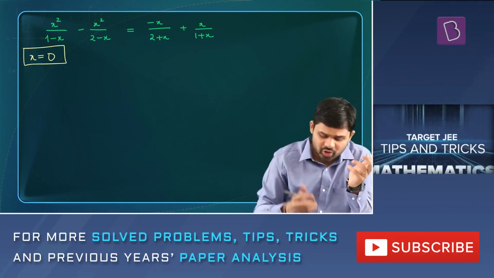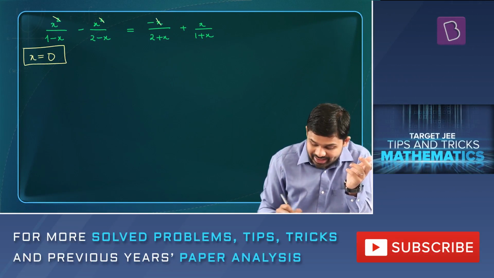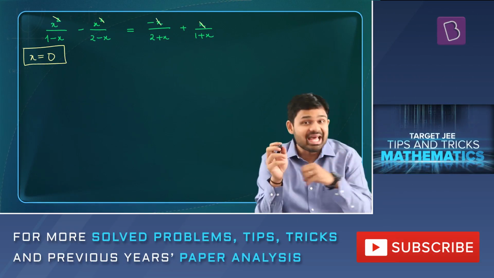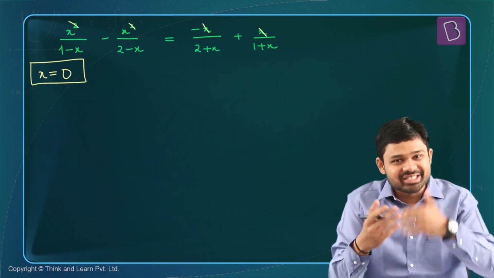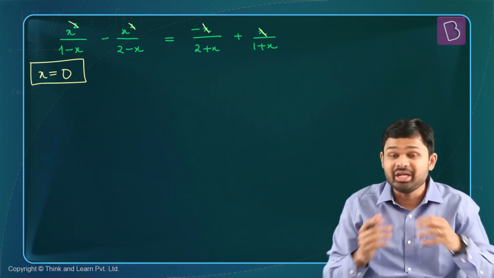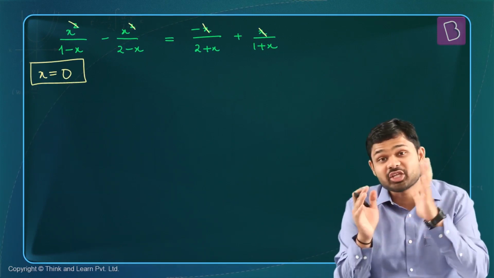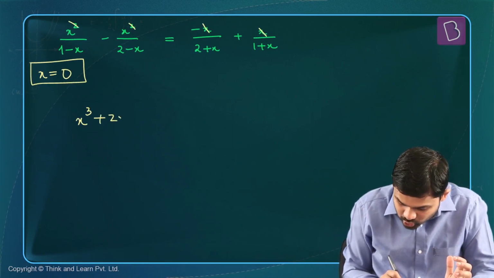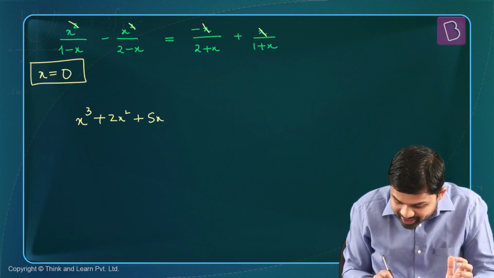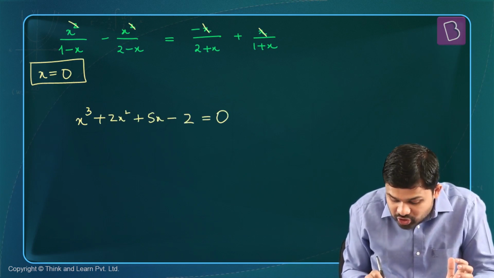So the next thing that you do is you are going to cancel out that x that you already considered, and then you will take a common denominator and systematically solve the equation. Eventually you will end up with a cubic equation. The cubic equation is going to be x cube plus 2x square plus 5x minus 2 equal to 0.